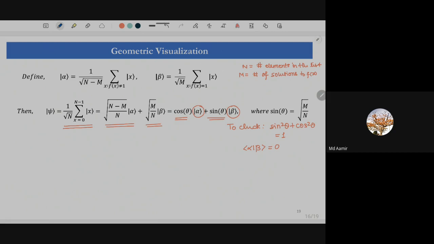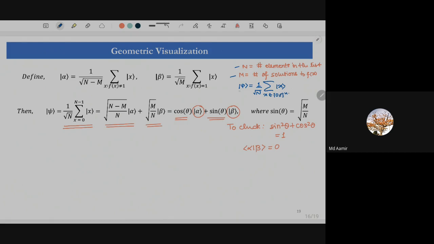So here we define the uniform superposition. Let's say we have n, which is the number of elements in the list, and m is the number of solutions to f of x. So we have this uniform superposition psi, which is 1 over root n summation over x, and x is all possible combinations. So we will write x belongs to 0, 1 to the power n. So we'll write like that.